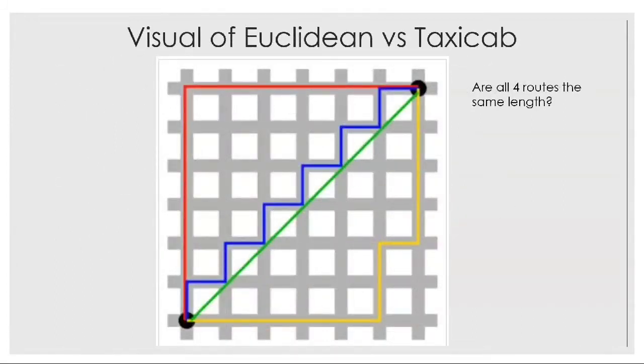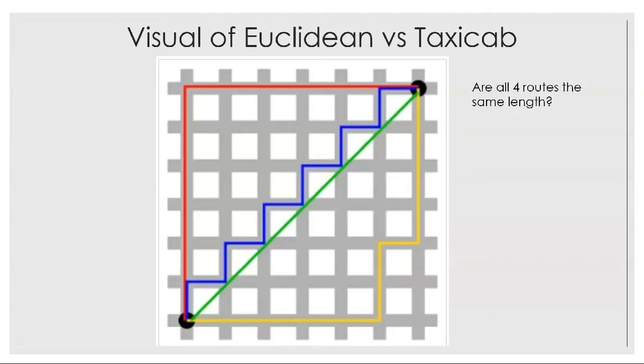So here is a visual of Euclidean versus taxicab. The red, the blue, and the yellow are all taxicab examples, and the green is a Euclidean example where we would typically use the Pythagorean theorem.